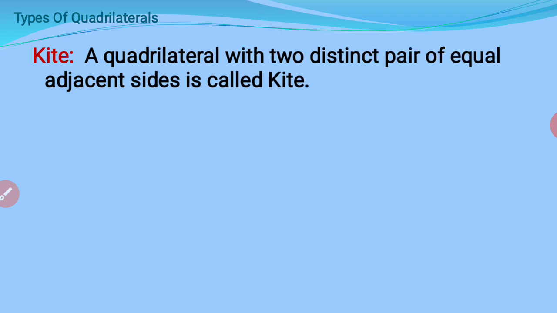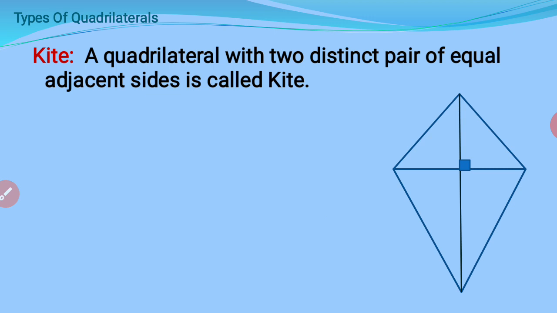Next we are coming up to the kite. A quadrilateral with two distinct pairs of equal adjacent sides is a kite. Now this is a kite wherein we have two pairs of sides which are equal. They are adjacent also. So this side and this side are equal in length. This one and this one are also equal in length. So we have two pairs of adjacent sides which are equal in length. This figure is a quadrilateral and we call it a kite.